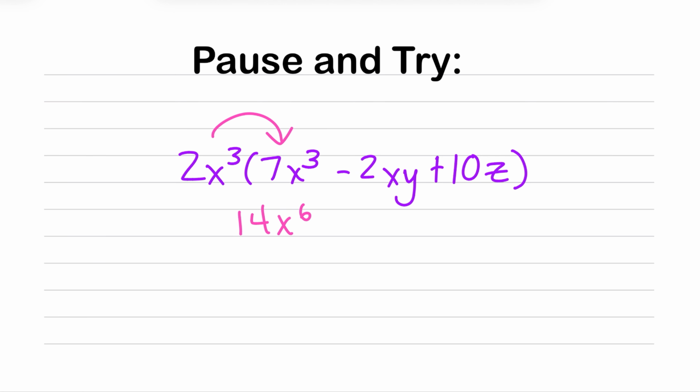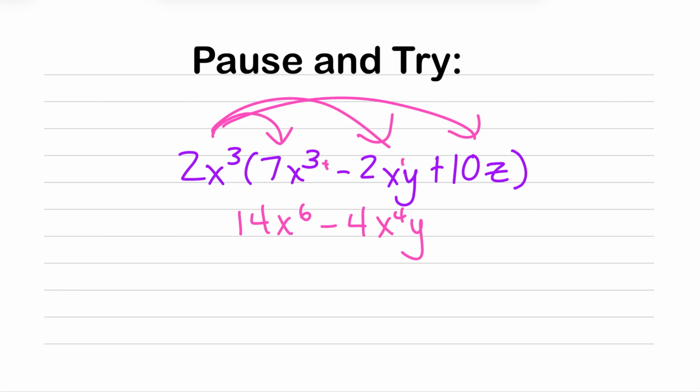We get 14x to the sixth, negative 4x to the fourth y, and 20x cubed z.